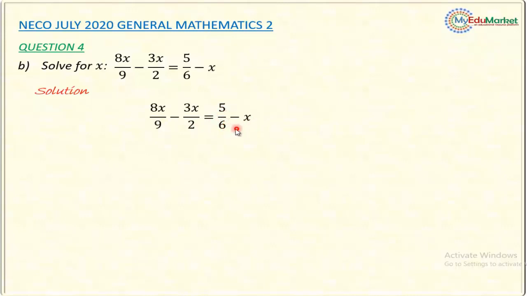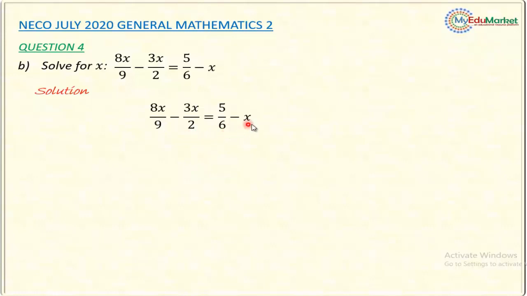What I will attempt to do first is to clear the fraction, clear this algebraic fraction, because handling fractions is not easy. So let me clear the fraction. To clear the fraction, I'll look for the LCM of the denominators. The denominators are 9, 2, and 6. So the LCM of 9, 2, and 6 is what I will find.